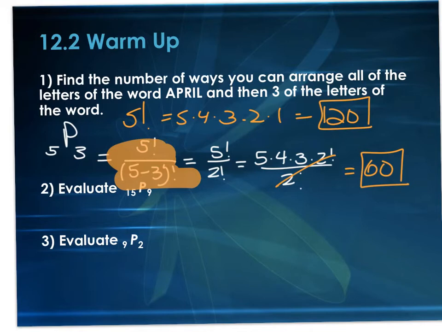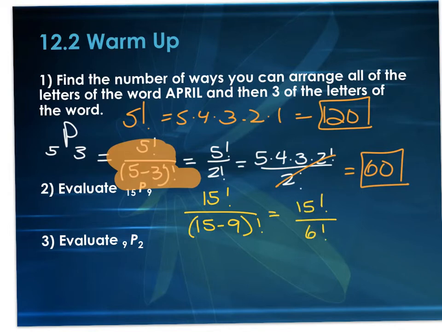Do we have to also write it out? Yes. So like this one, it would do the same thing. I would do 15 factorial over 15 minus 9 factorial, which is 15 factorial over 6 factorial. And then again, you could write that all the way out, or we talked about yesterday how to find it in the calculator. 15, 6, and this would be 3,603,600.